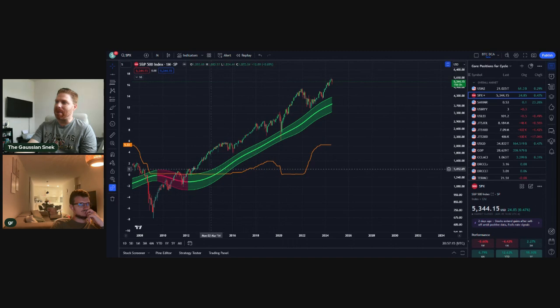And so I've noticed some patterns in the past where you would come down and maybe test your Gaussian channel, then come down and test it again, and in COVID we actually penetrated the channel, then tested it again. So I think another test is coming. But what's concerning me about the Gaussian channel, because this is a representation of prevailing market momentum over time, is it's widening. The widening is reflective of the greater volatility that's happening.